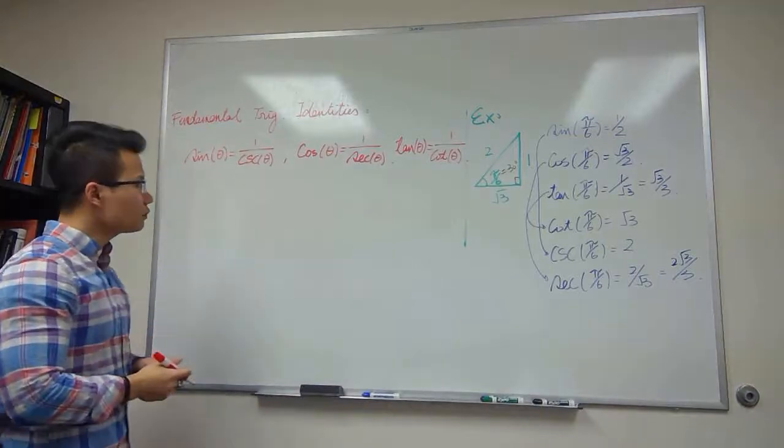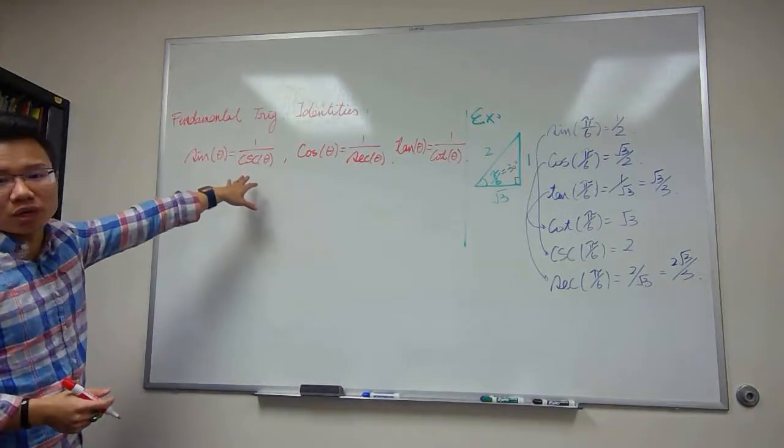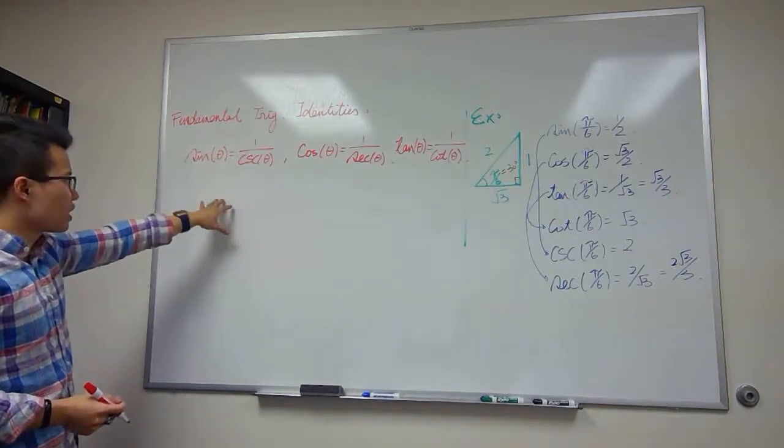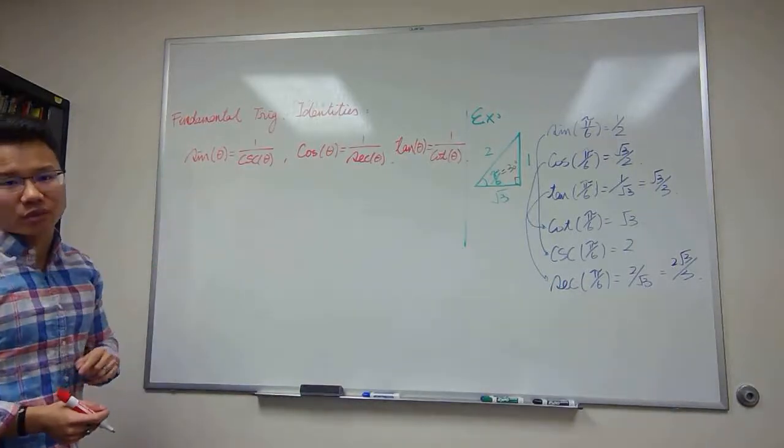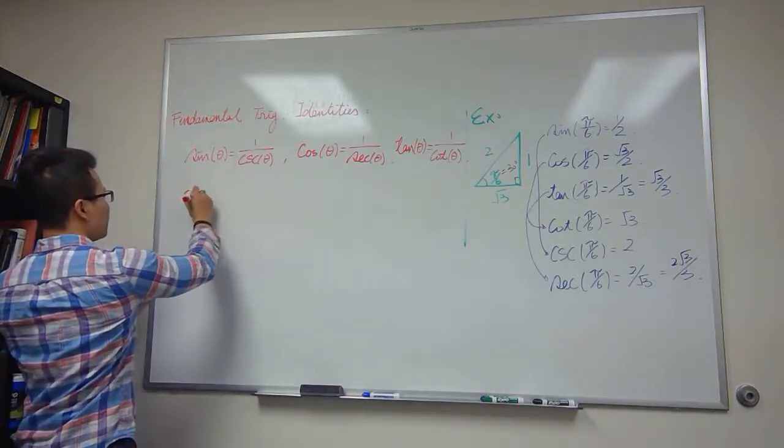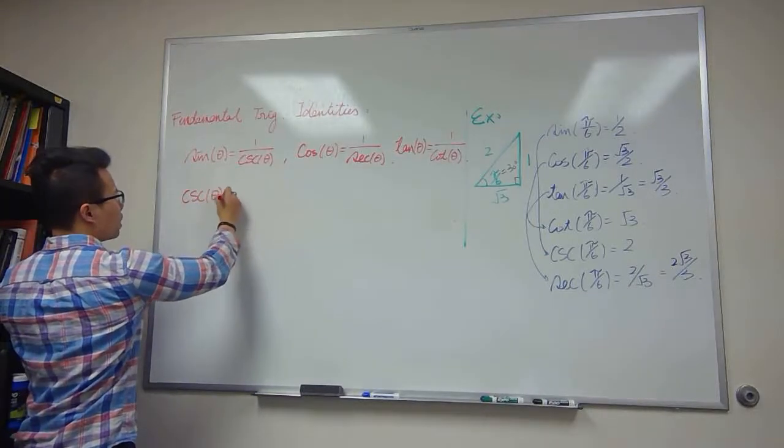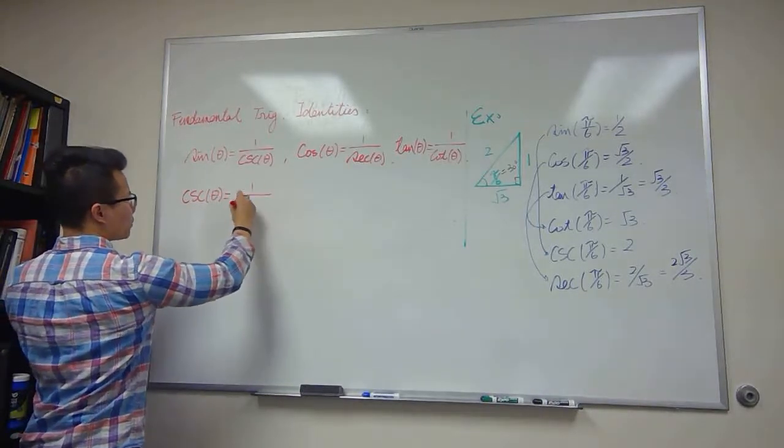Obviously, if they are reciprocals of each other, then cosecant is also the reciprocal of sine. So we can get another 3 formulas on top of this.